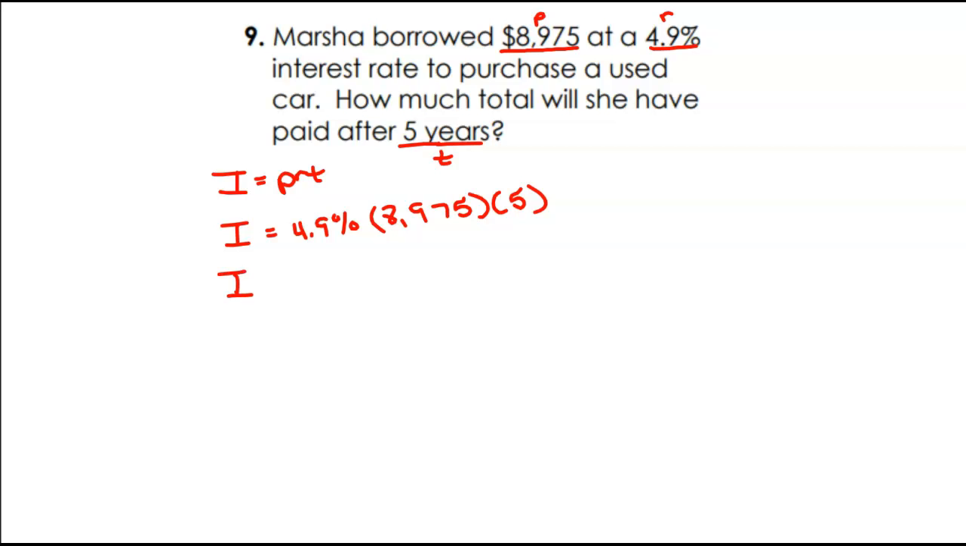So the question is asking how much total will she have paid after 5 years. So how much has she paid the bank back altogether? So she took out a loan for $8,975, but she's also having to pay back all this interest, what the bank's charging her for loaning her that money. And altogether, she's going to be paying back $11,173.88.